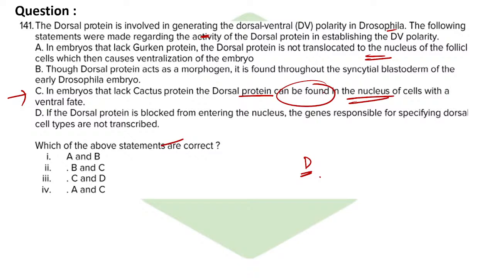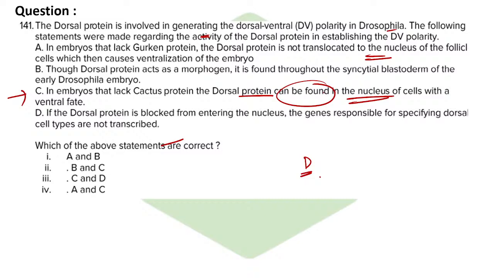Very good, very good. Everyone, mark the answer. The dorsal protein is involved in generating dorsal ventral polarity. Following statements are made about the dorsal protein in establishing the DV polarity. So let's look into the correct answer. The answer for this particular question is option number B.